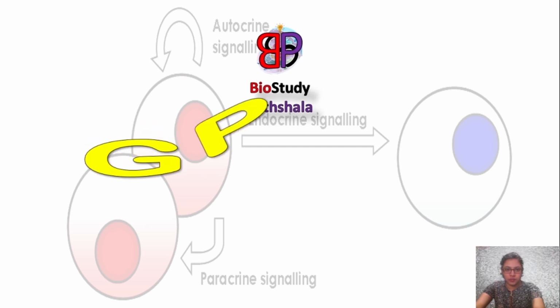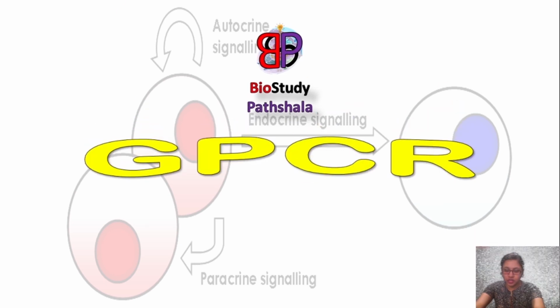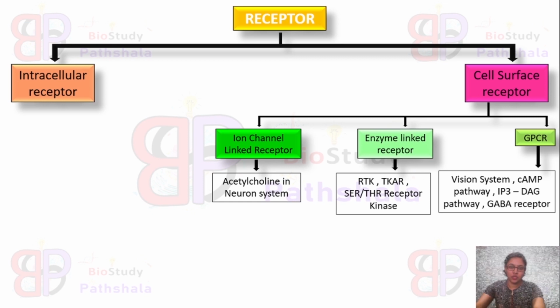Today's topic is GPCR, that is G protein coupled receptor, and it is the most important hot topic from Unit 4 of the CSIR UGC NET Life Science syllabus, that is cell signaling and cell communication. So let's get started. Before starting this topic, we have to know what is a receptor. A receptor receives signals or ligands.